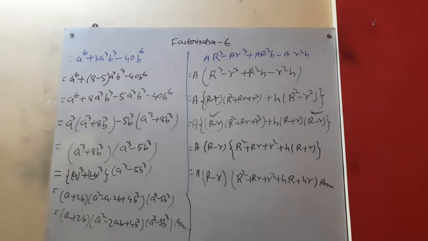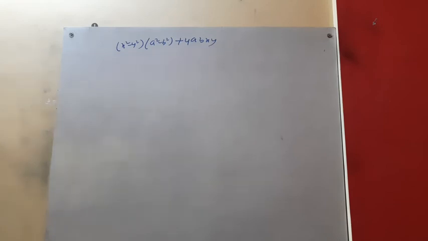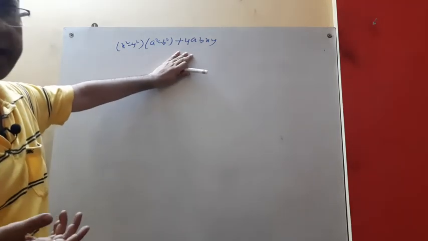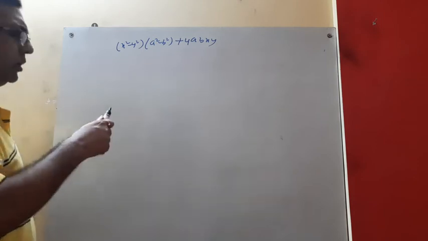Okay, now what will I do? I will do another 1 or 2 sums. This is the last sum of this video. Look, it is given this one. What to do? Multiply this one with this one. We cannot take anything common. So what would I do?